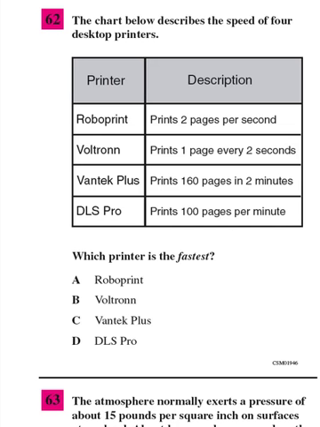Problem 62. The chart below describes the speed of 4 desktop printers. So we have 4 printers: 2 pages per second, 1 page every 2 seconds, 160 pages in 2 minutes, 100 pages per minute. So let's see what we can do. 2 pages per second, that's half second per page. 1 page every 2 seconds, that's slower.